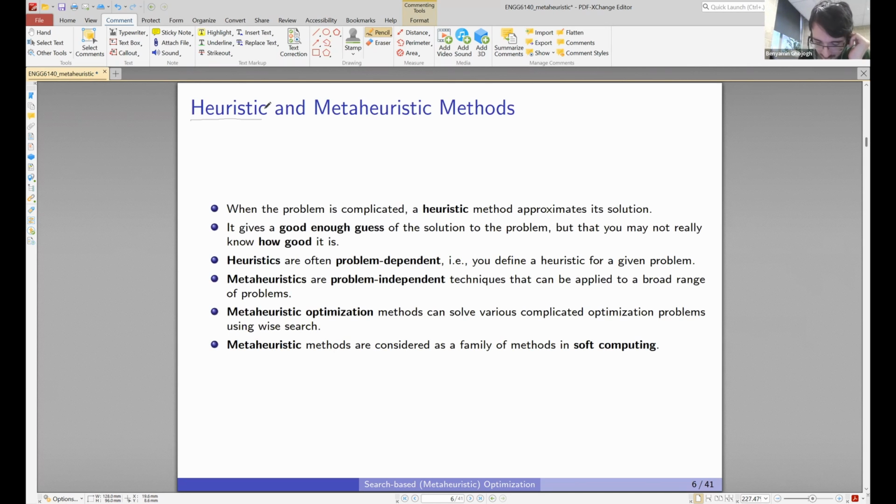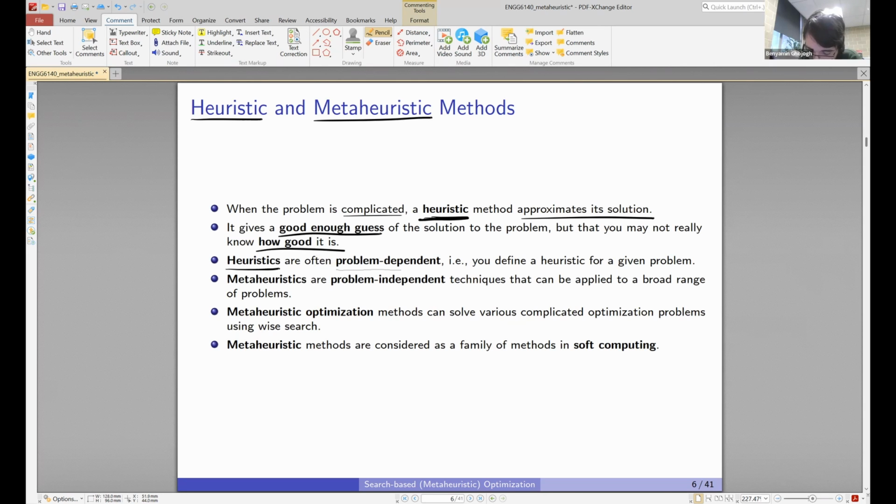Okay, now let's talk about heuristic and metaheuristic methods. So these terminologies, let's define them. When the problem is complicated, as we said, a heuristic method approximates its solution. So a method is called heuristic when it approximates the solution to a complicated problem. It gives a good enough guess of the solution to the problem, but you may not really know how good it is. So it gives a good enough guess, but we don't know how good the solution is.